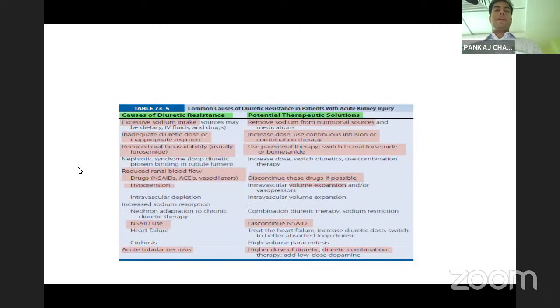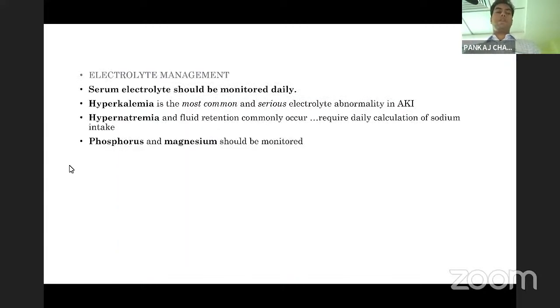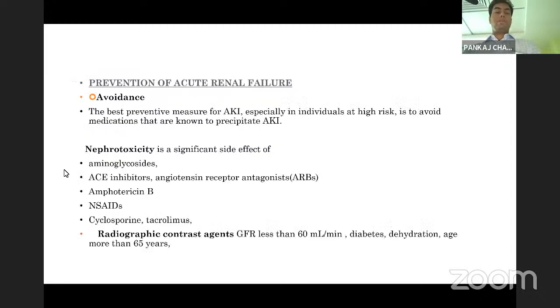Electrolyte management: monitor daily. Hyperkalemia is the most common and serious electrolyte abnormality which requires urgent attention. Hyponatremia and fluid retention commonly occur. Phosphorus and magnesium should be monitored. Prevention of acute renal failure: the best way is avoidance, especially in individuals at high risk, which includes avoiding the medications that are known to precipitate AKI. Nephrotoxicity is a significant side effect of aminoglycosides, ACE inhibitors, amphotericin B, NSAIDs, cyclosporin, tacrolimus, and radiographic contrast agents.